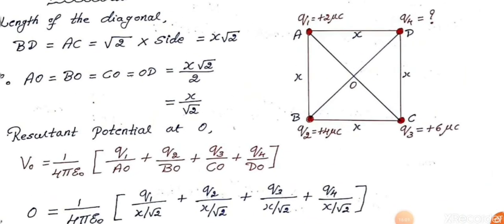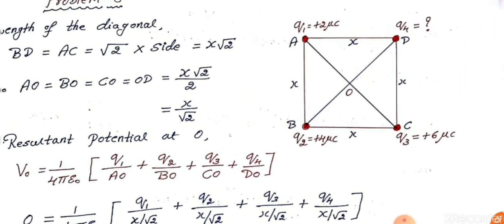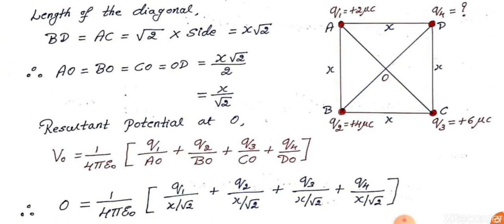Observe the square here. Again, there is a square ABCD with charges Q1, Q2, Q3, Q4. Q1 has the charge plus 2 microcoulomb, Q2 plus 4 and Q3 plus 6 microcoulomb, all placed at the corners. Q4 we don't know, we have to find it. So let's find the length of the diagonal first. BD is equal to AC, since both diagonals are of equal length: root 2 into side, that is x root 2.